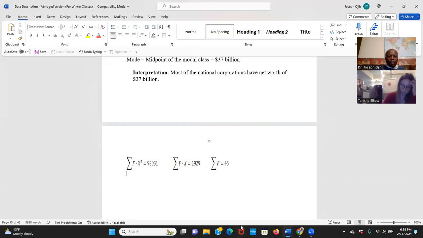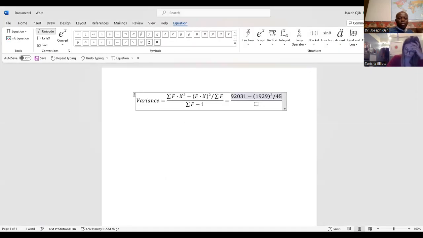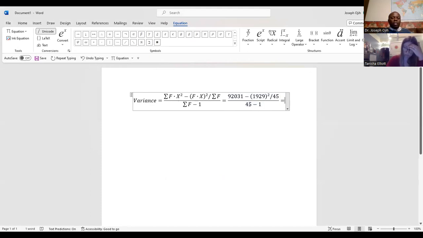Now it's 45, right? 45. So let's put it in: 45 all over 45 minus 1. Equal. Now let's put this in the calculator so you can get the answer.